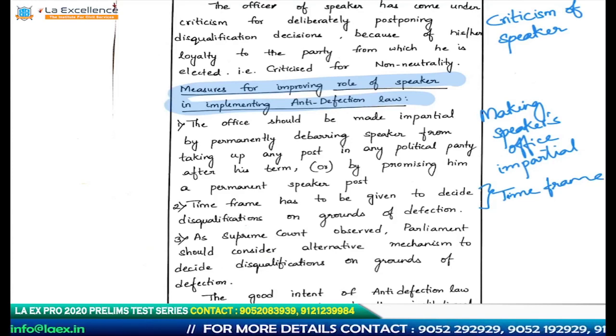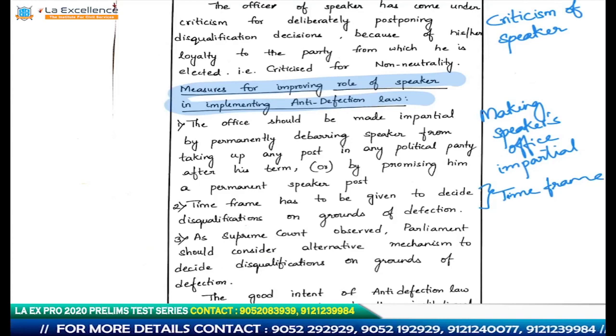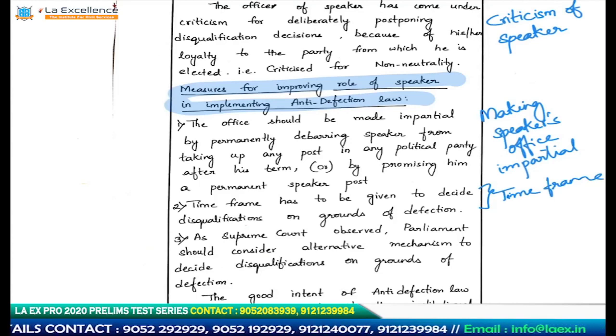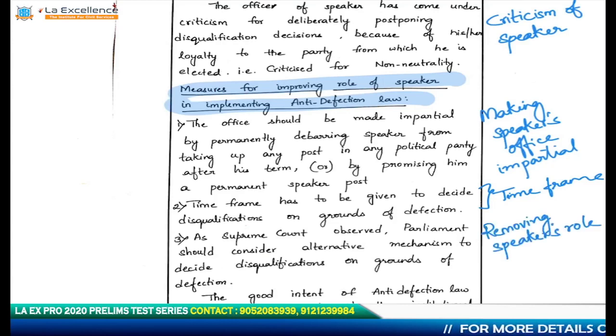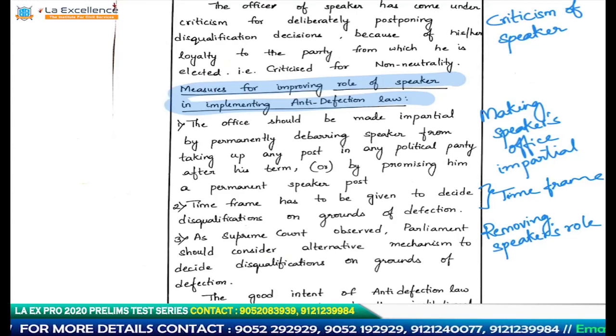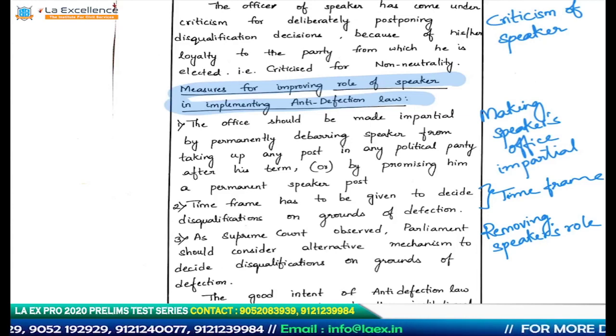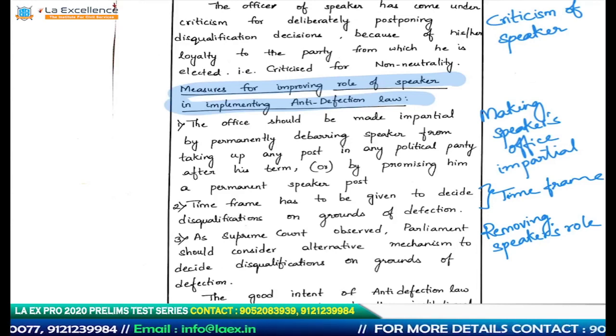Let us see, as the Supreme Court observed, Parliament should consider an alternative mechanism to decide disqualifications on grounds of defection. Okay, here he is not mentioning improving the role of the Speaker, but he is talking about an alternative mechanism altogether, so that the Speaker's role will be decreased with respect to defection. Though that is a valid point with respect to anti-defection law as a whole, for improving the role of Speaker, that may not be such a good point. However, because the Supreme Court has observed this, we can consider this point.